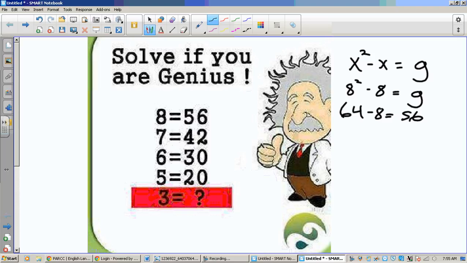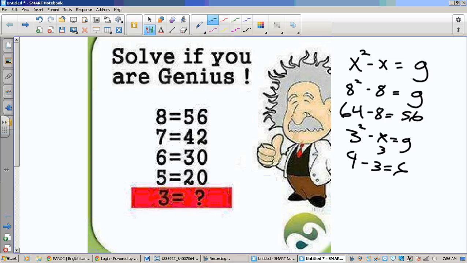And it works on each one. If we do 3 squared minus x equals g, 9, oops, should put 3 in there. So 9 minus 3 equals 6. Pretty cool. It's a good way to do it. But you can see the pattern doing it, and that is actually it. It's 1 less than the multiplication factor.